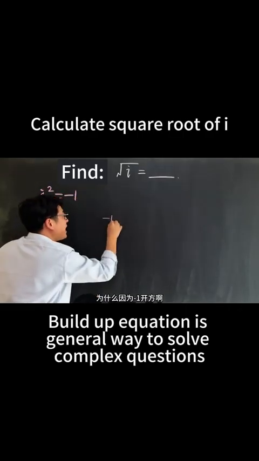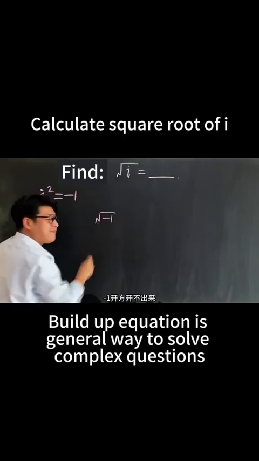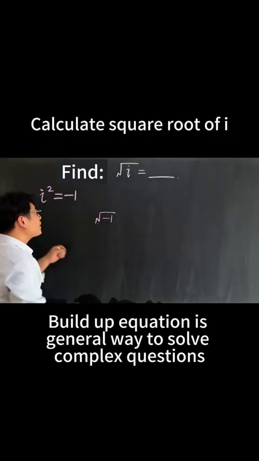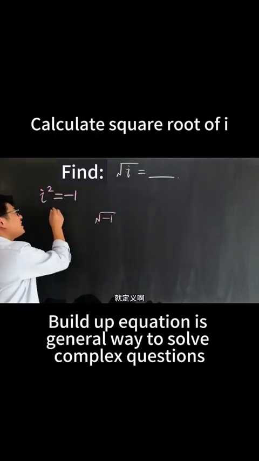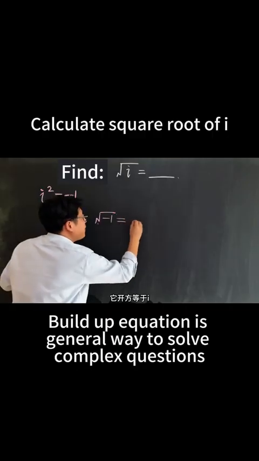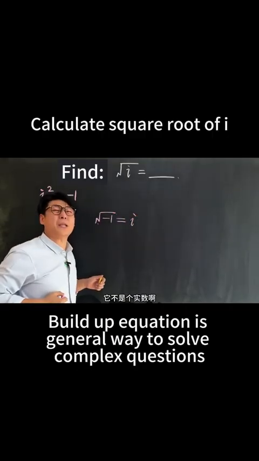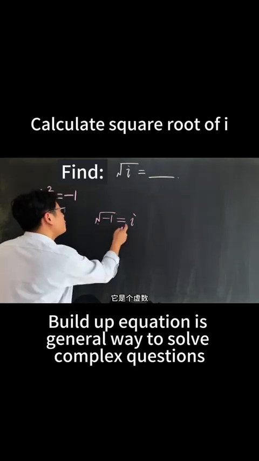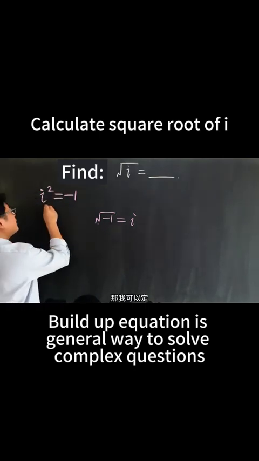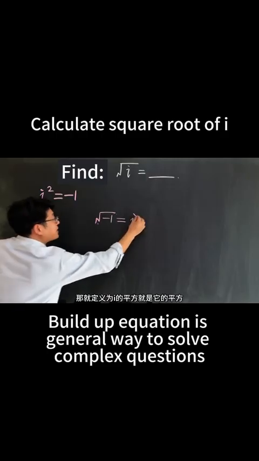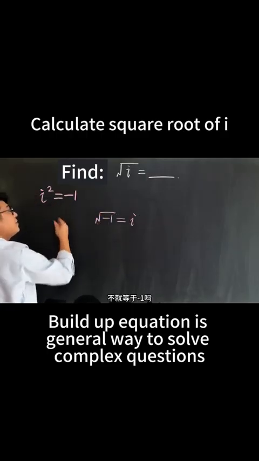Why? Because you can't take the square root of -1. It's meaningless. So mathematicians defined it as such. The square root of -1 equals i. It's an intangible number. It's not a real number. It's an imaginary number. So we can define it. Just define the square of i as its square. And that equals -1, right?